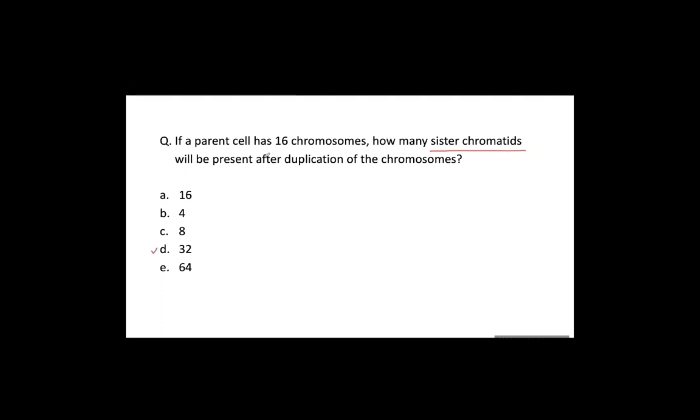If the question asks, if a parent cell has 16 chromosomes, how many chromosomes will be present after duplication of the chromosome? Then the answer is 16. So do not confuse that. Why? Because the sister chromatids are still tightly attached at the centromere, and I suggest you count the number of centromeres as the number of chromosomes.